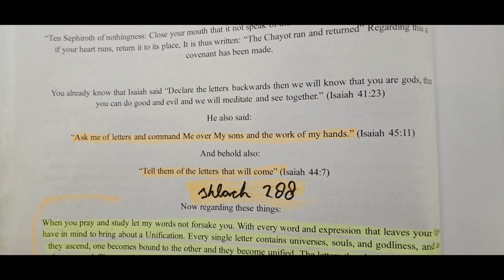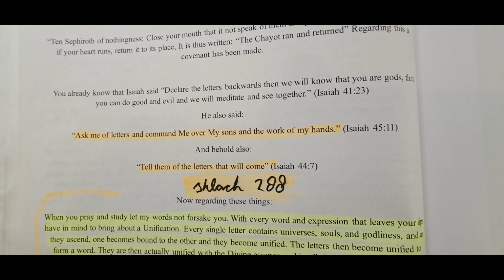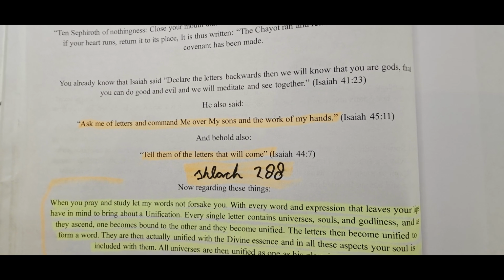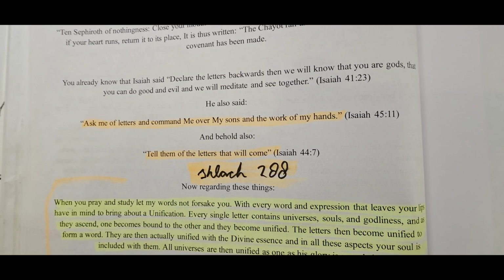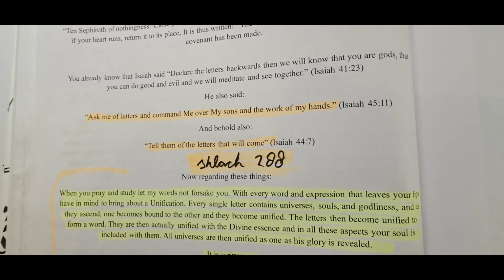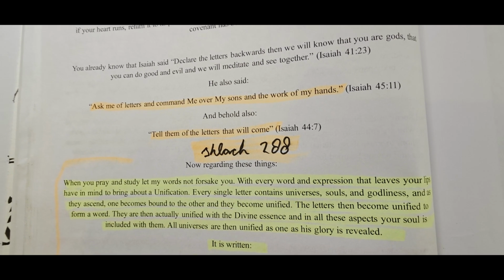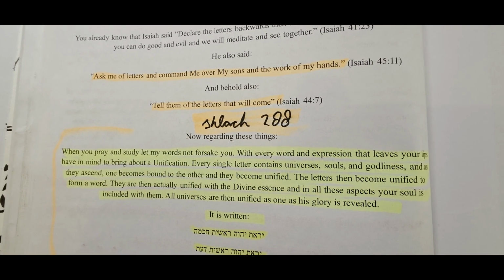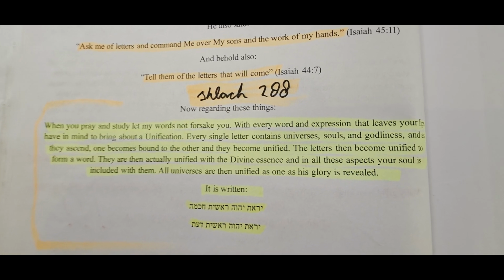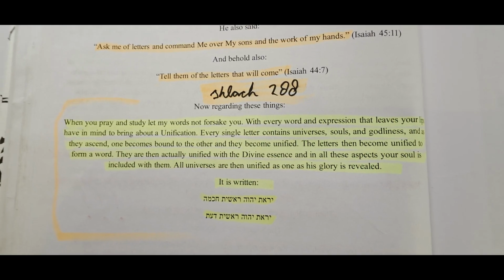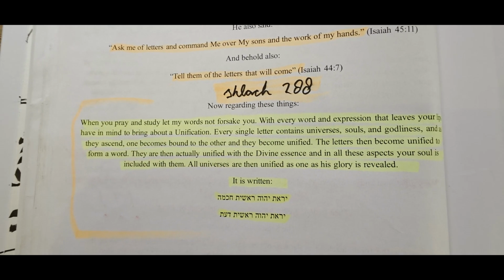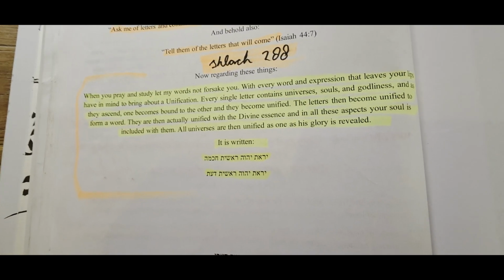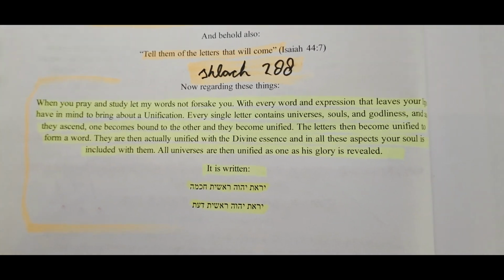You already know that Yeshayahu said, declare the letters backwards, then we will know that you are gods, that you can do good and evil, and we will meditate and see together. Yeshayahu 41:23. He also said, ask me of letters and commend me over my sons and the work of my hands. Yeshayahu 45:11. And behold also, tell them of the letters that will come, Yeshayahu 44:7. And that brings me to Shlach Lecha 288 of the Zohar. We'll read that in a little bit. Let's read the rest first.